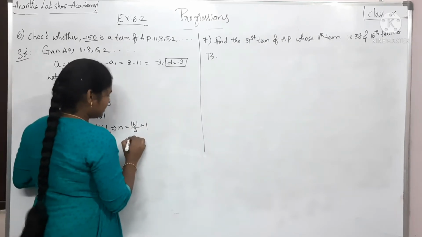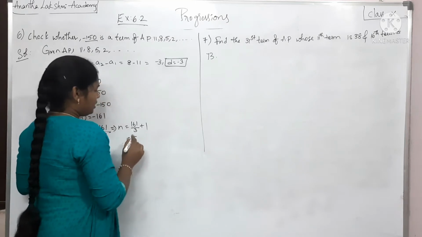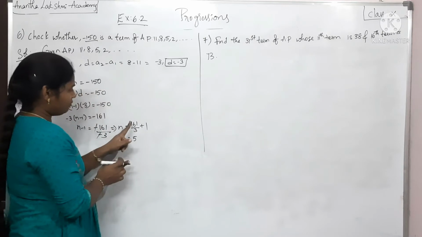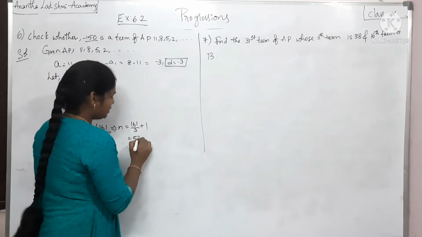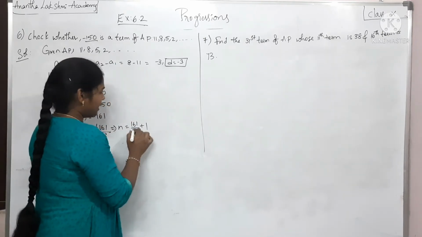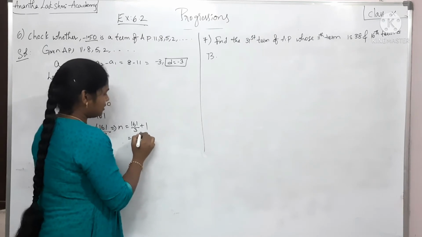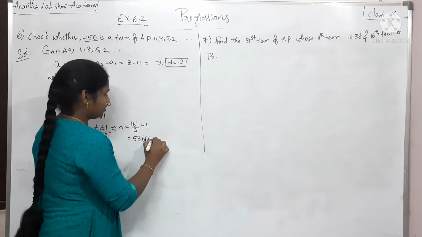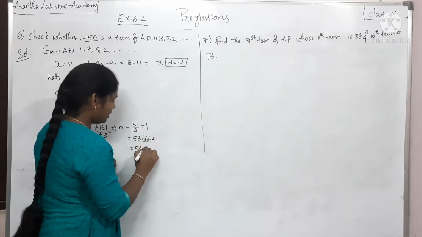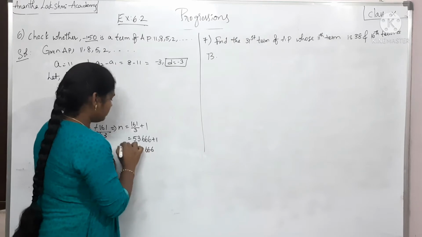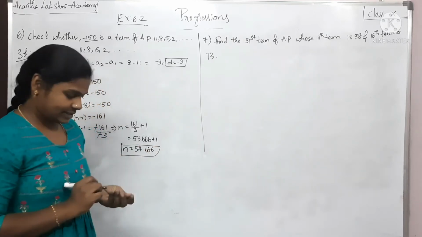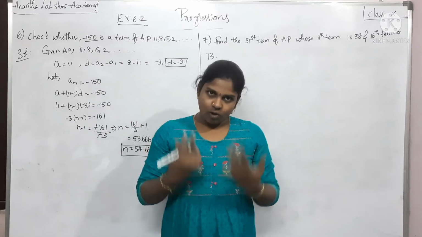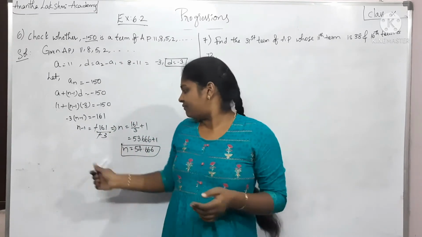If I solve this, 3 5s are 15, plus 11. So 3 3s are 9 and again 2 comes out, so 3 6s are 18. Again 2 comes out and it goes on. So this is going to be 54.666. n is going to be 54.666.